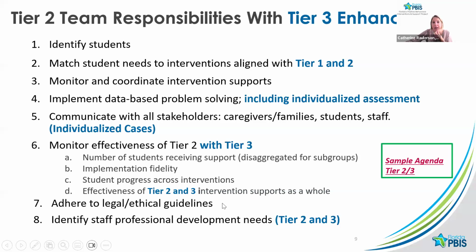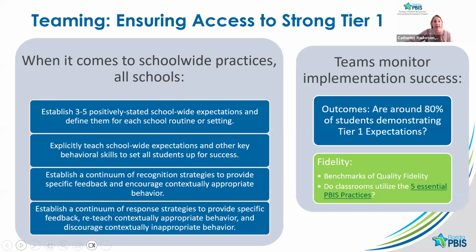But one last point is that across all 3 tiers on your teams that you work with, really think through, do we have some knowledge or guidance around the legal and ethical guidelines? Because especially when we get to our tier 3 cases, we are doing things differently than we do for all kids. So we want to be really careful with communication on those cases and also with how we implement things like consent.